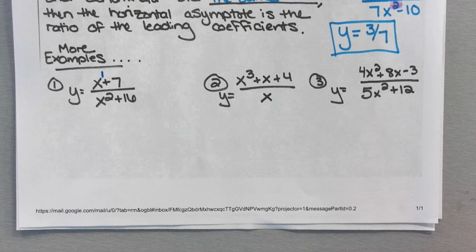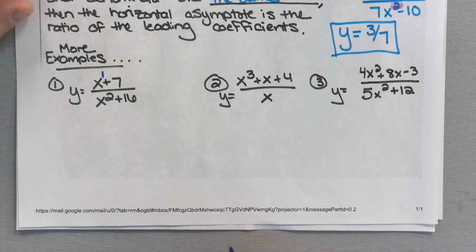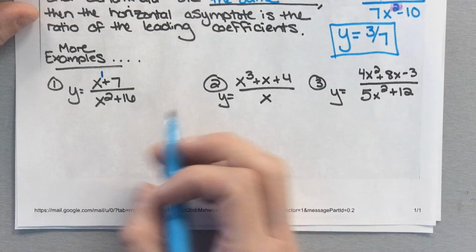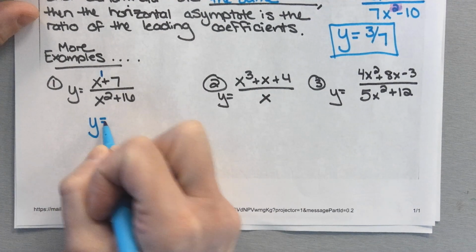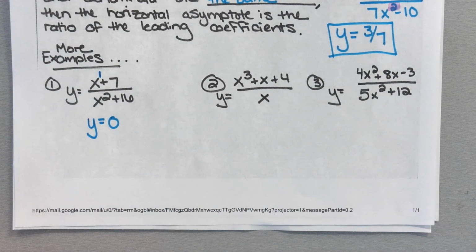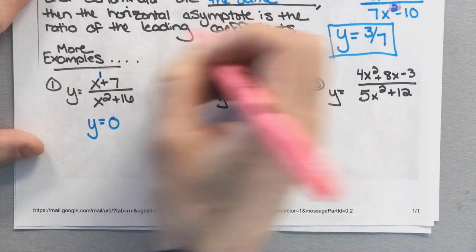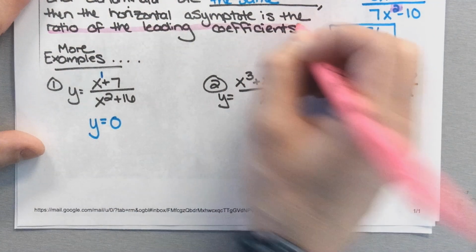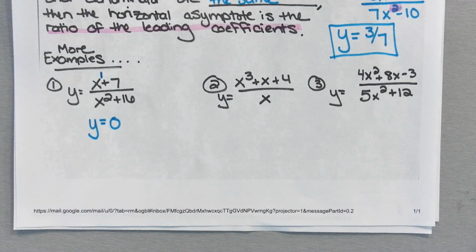No. Is the degree of the numerator smaller? Yes. So it's number 2, and my asymptote is y equals 0. So you have to figure out which one it is, and then go from there. Look at the next one.